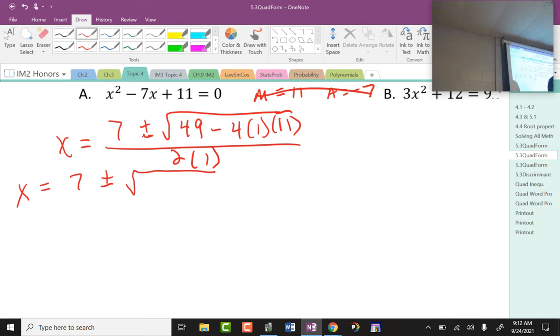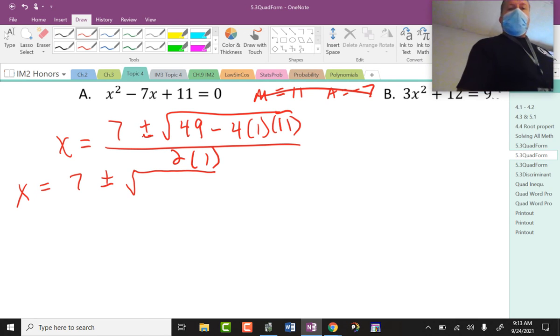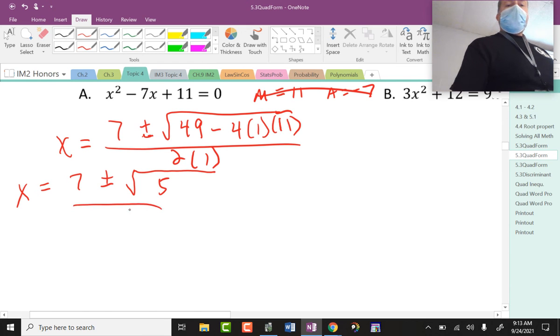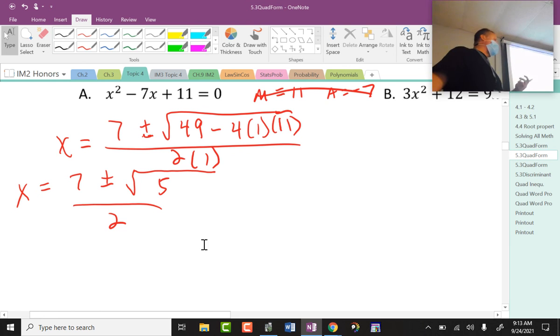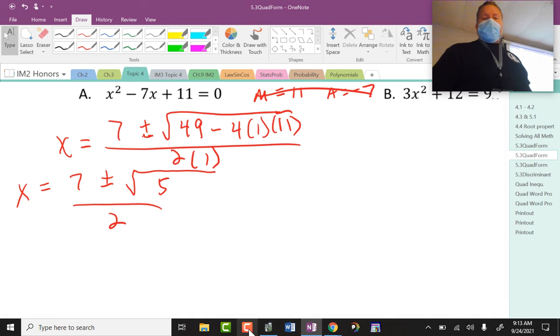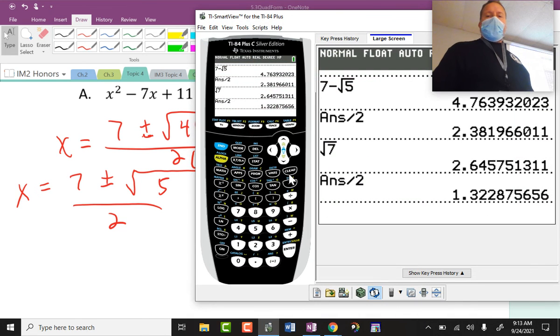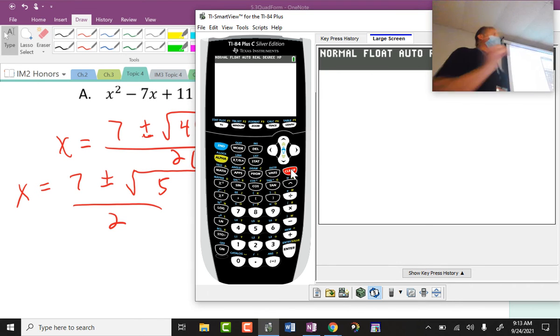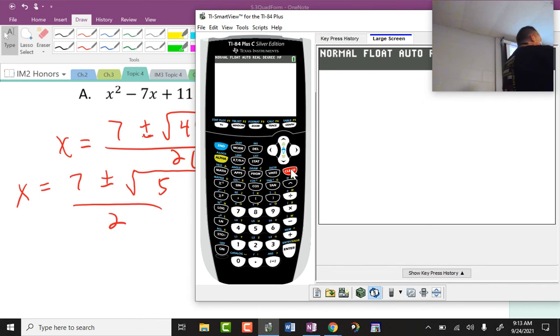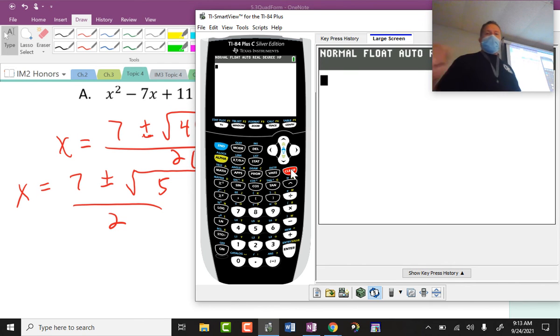4 times 11 is 44. 49 minus 44 is 5. All right, so that's fun. We don't have to do much. I will show you something on the calculator, though. I'm not going to write these answers, but I will show you this. This is actually faster than accessing the fraction button and faster than accessing parentheses.